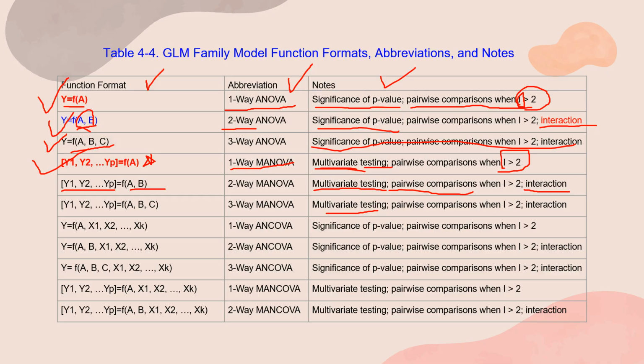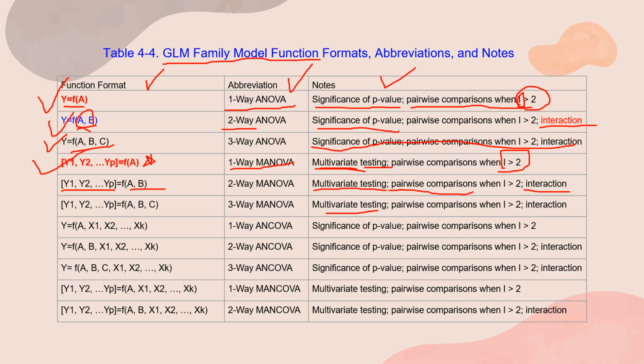And I will teach you how to make a judgment. This GLM family model function is very important, because it deals with a lot of kinds of differences. I'm not sure what kind of experiment you will do, but maybe this is a place you can check it. You can validate which analysis you want to use.